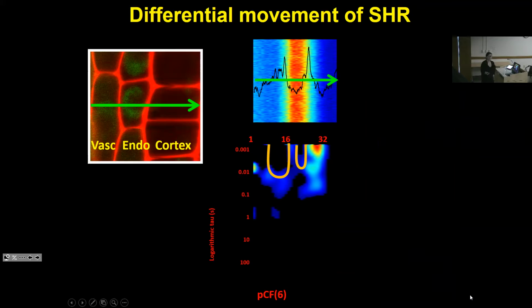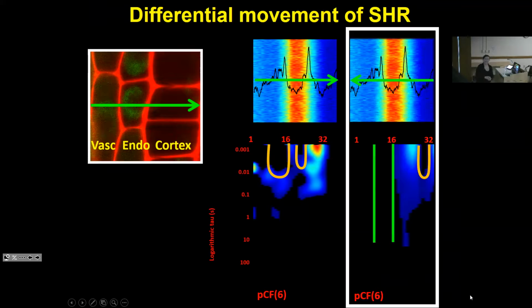It moves through one cell and another through a delay movement. But then when we look at the direction, the bidirectionality of the movement, going back to the vasculature, that would correspond to the fact that at that point, SHORT-ROOT is moving slower than in the vasculature. We can clearly see that SHORT-ROOT does not move back into the vasculature.